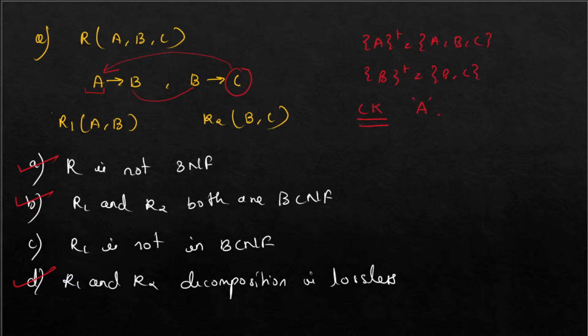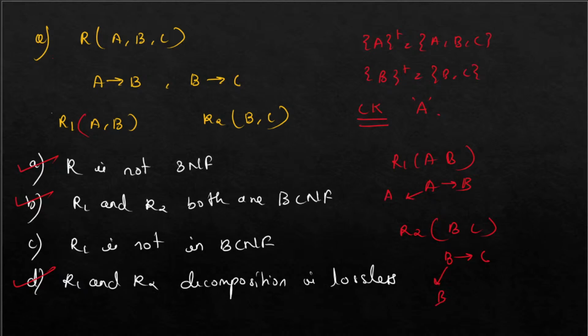After that, decomposition happened into R1 and R2. In R1 we have two attributes and in R2 we have two attributes, and there is a property that if any relation has two attributes, it will definitely be in BCNF. In R1 (AB) the FD is A deriving B, and in R2 (BC) the FD is B deriving C. Here A is the key and here B is the key, and with two attributes they are in BCNF. So B is correct, and if B is correct, C is not correct.